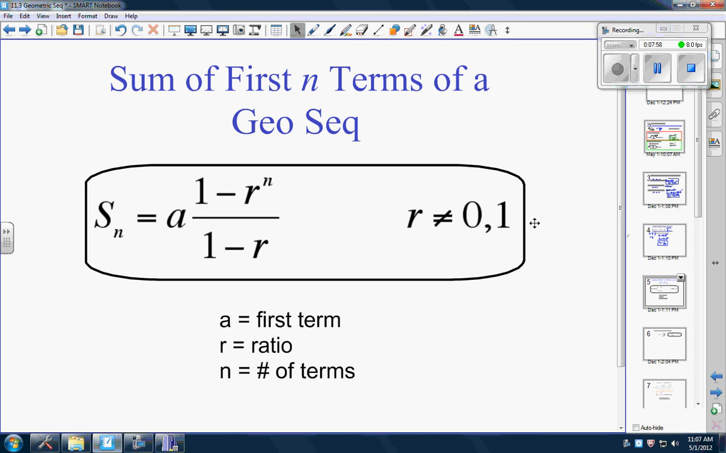We talked about why you can't have a ratio of 0. You can't have a ratio of 1 as well because it's just repeating the same number. Okay, 5, 5, 5, 5, 5. That has a common ratio of 1, so nothing's really happening. Sometimes you may see this formula blocked off like this, because that's really what you want to look at: evaluate those first, and then it's really easy to multiply by A.